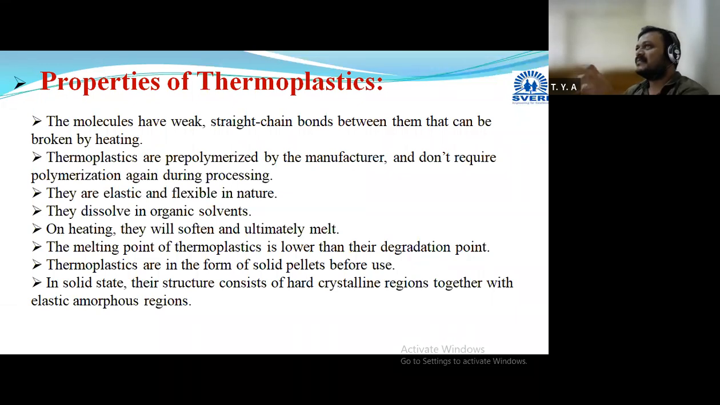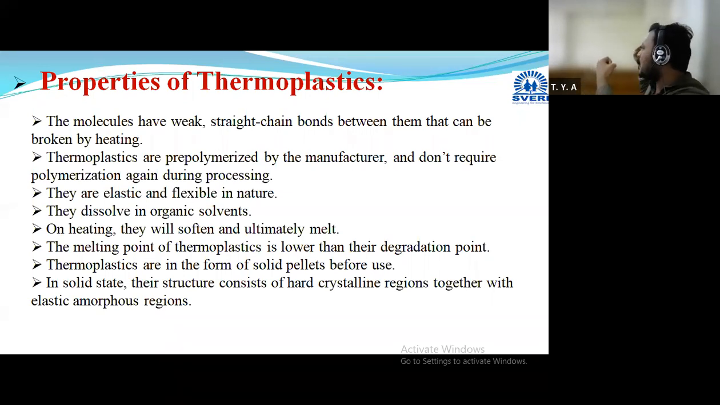Some molecules are there, whichever plastic material is there. As in your metallurgy subject, we have studied that whichever material is there, it consists of basic units. A unit cell is there, and that unit cell is repeated. We have studied the crystal structure, and similar to that, molecules will be here, and those molecules are joined with bonds.